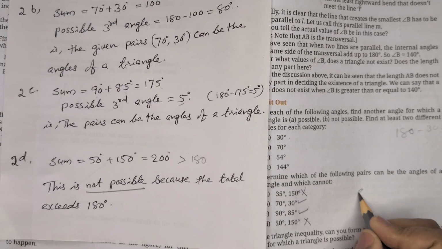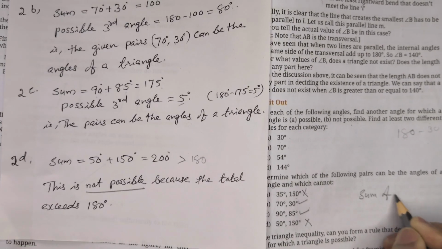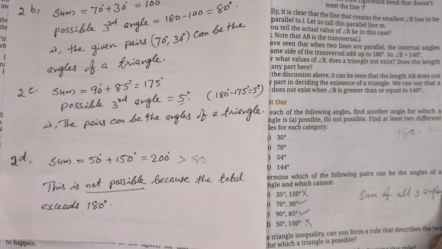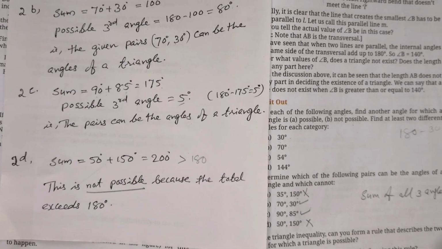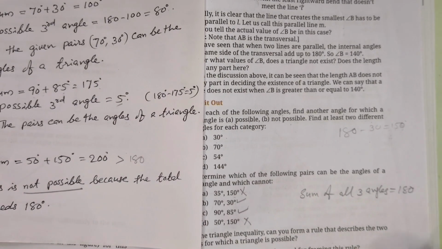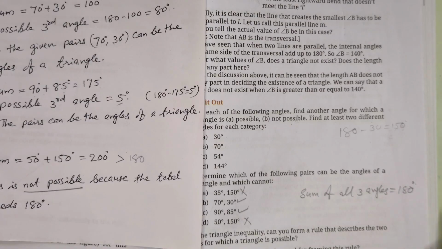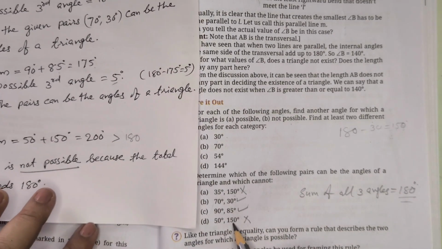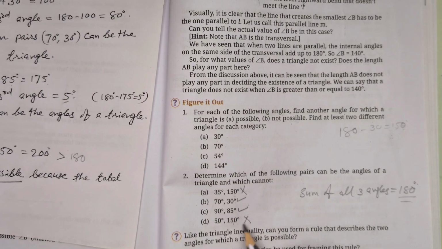The sum of all three angles is equal to 180. It is always supposed to be 180 degree. Then only we can construct the triangle. In these two cases, it's more than 180, so not possible.